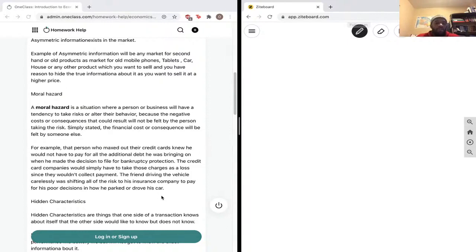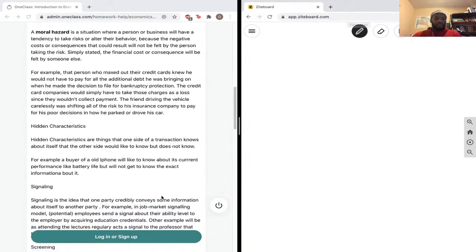And let's see this example. The person who maxed out their credit cards knew he would not have to pay for the additional debt he was bringing on when he made the decision to file for bankruptcy protection. The credit card companies would simply have to take those charges as a loss since they wouldn't collect payments. Another example is a friend driving the vehicle carelessly, shifting all the risks to his insurance company to pay for his poor decision in how he parked or drove his car. And again, that meets the criteria. Basically, you're taking the risks because you know you're not going to incur the consequences of that risk if it were to go south.